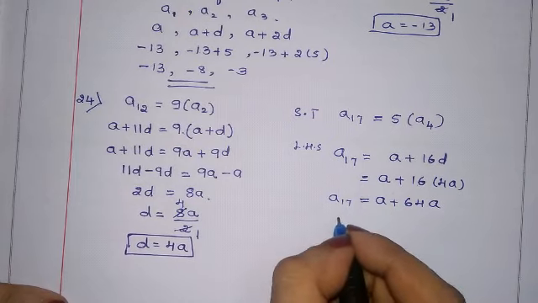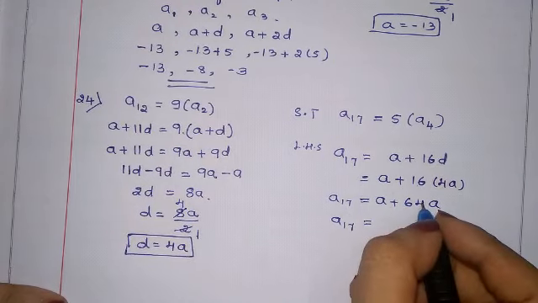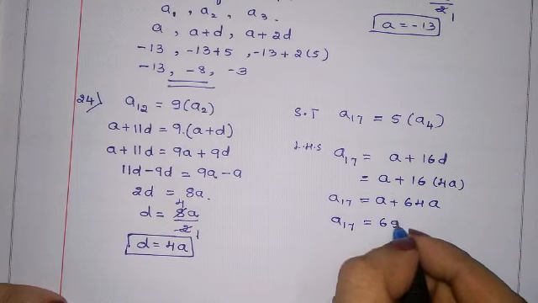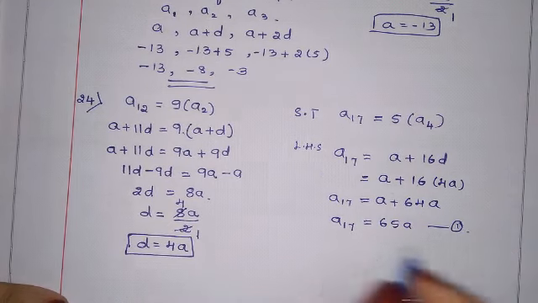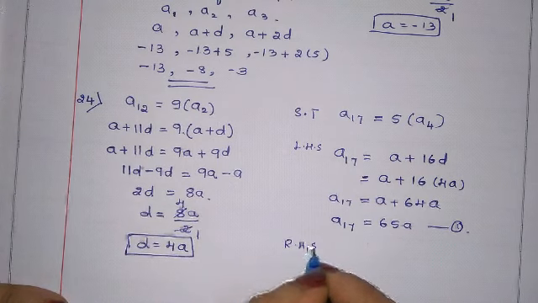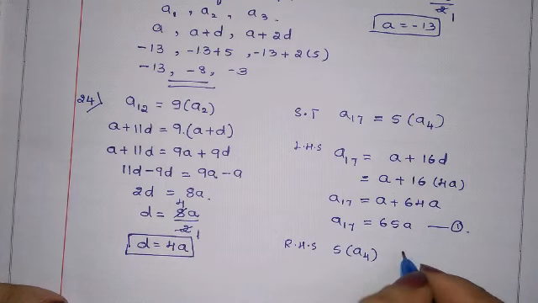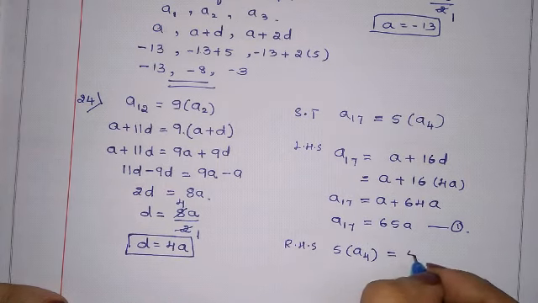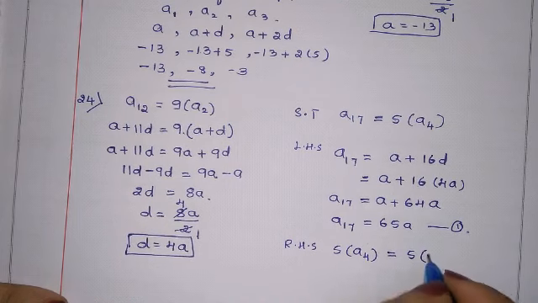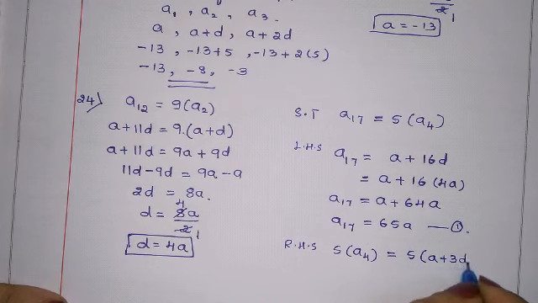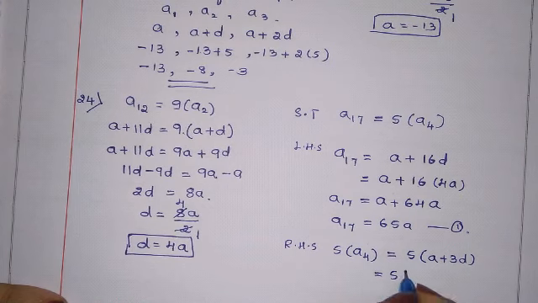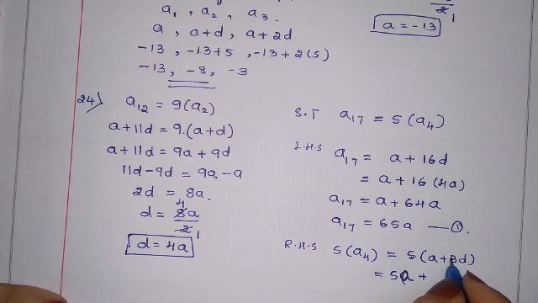So a17 is equal to 64a plus a, which is 65a. We'll write this as equation 1. Now I am taking RHS. RHS is 5 times the 4th term. How will we write 5 times the 4th term? 5 as it is, and the 4th term is a plus 3d. So 5 into a is 5a, and 5 threes are 15d.